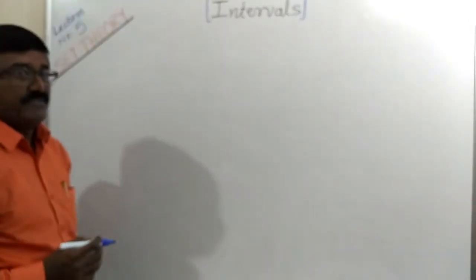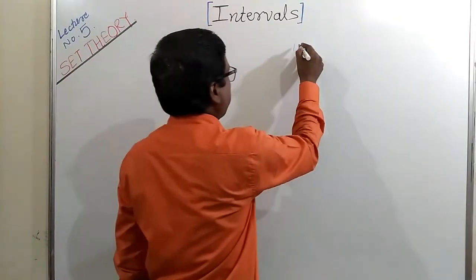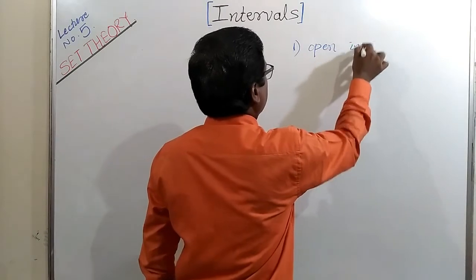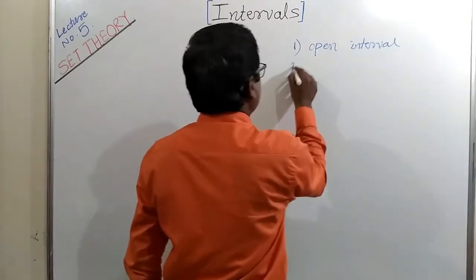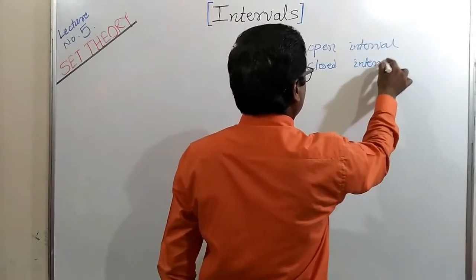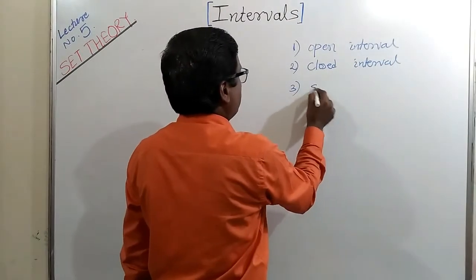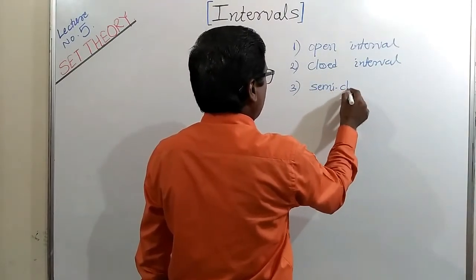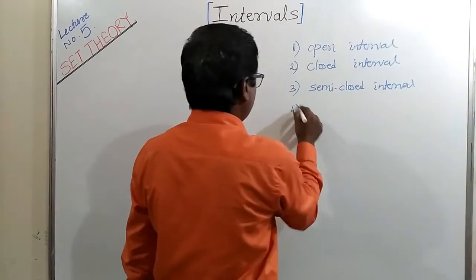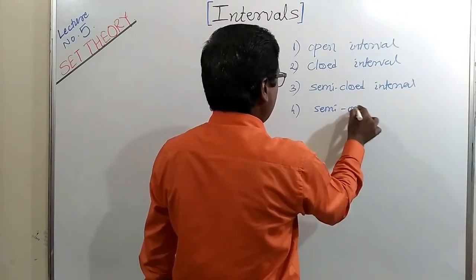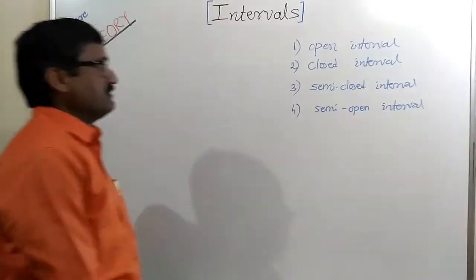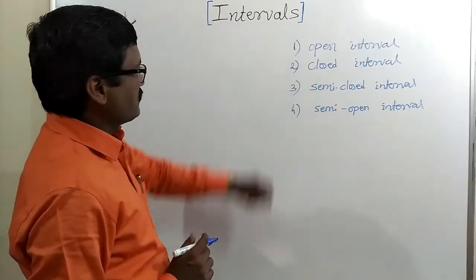There are main four types of intervals. First one is open interval. Second one is closed interval. Third one is semi-closed interval. Fourth one is semi-open interval. These are the main four intervals, and using these four intervals, we will clear these four types.